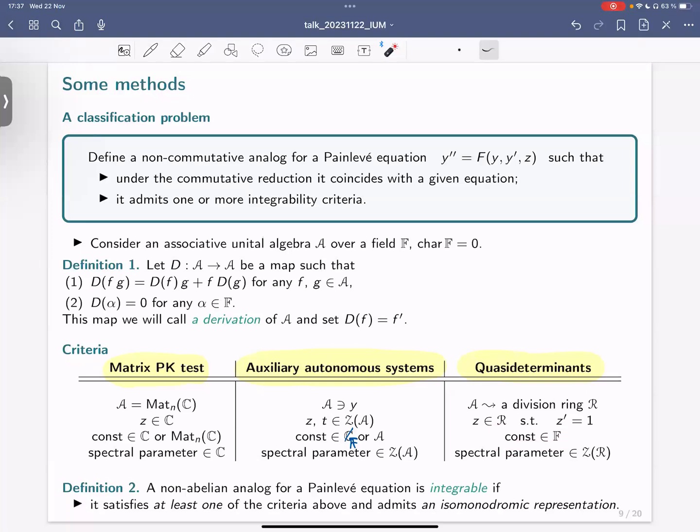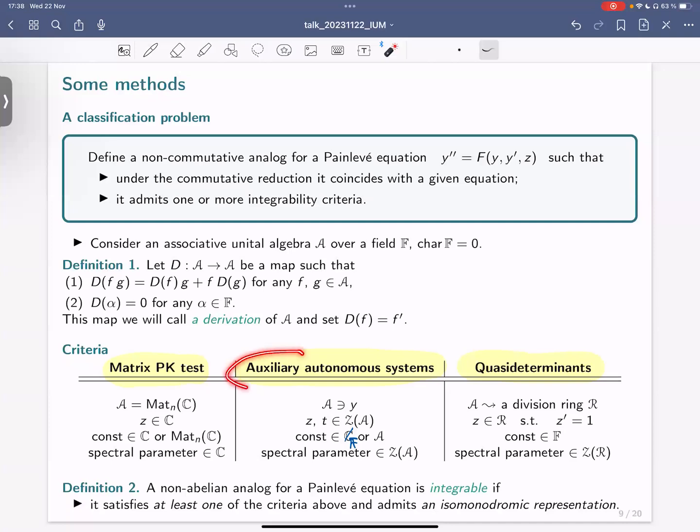And as before, the spectral parameter also belongs to the center of this ring. Well, and we will say that the non-Abelian analog for the Painlevé equation is integrable if it satisfies at least one of the criteria above, and if it admits an isomonodromic representation. So we divide our classification problem into 2 parts. We first find some candidates that can be integrable, and then we will try to find their isomonodromic representation.